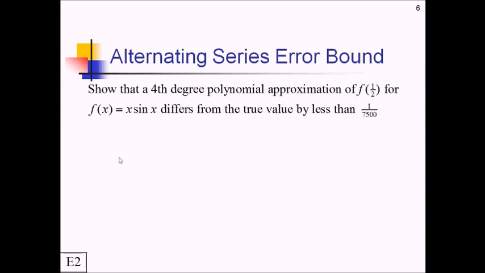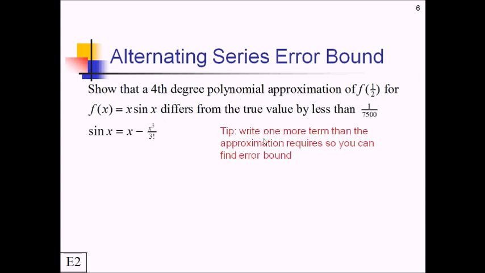All right, so sine of x, I'm going to start with that. I'm just doing a Maclaurin approximation here. So that's going to be x minus x cubed over 3 factorial. And then do I need to go any further? Well, I know that when I multiply all of these by x in just a moment, I'm going to have an x to the 4th, which would give me my 4th degree polynomial. But if I want to use the error bound, I'm going to have the next term. So write one more term than the approximation actually requires so you can find that error bound. So I'm going to write out plus x to the 5th over 5 factorial.